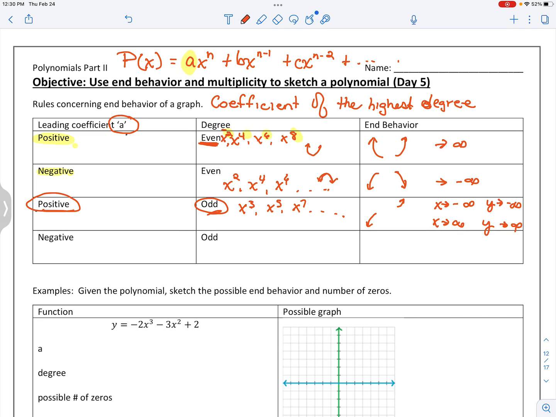And as you would imagine, it's just the opposite when the leading coefficient is negative, but your degree is still odd. So you still have x cubed, x to the fifth, x to the seventh, so on and so forth. But now your left side would go to positive infinity and your right side goes towards negative infinity. So as x goes towards negative infinity, y would go towards positive infinity. And as x goes towards positive infinity, y goes towards negative infinity.